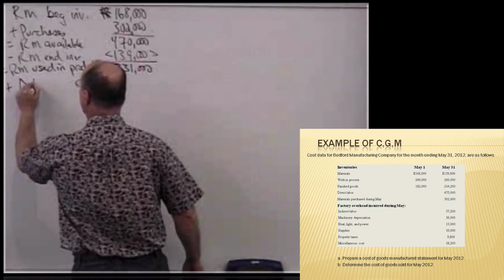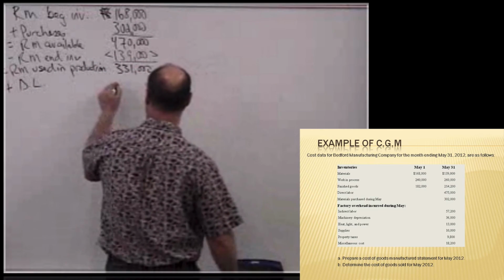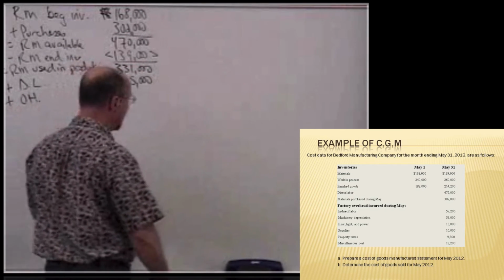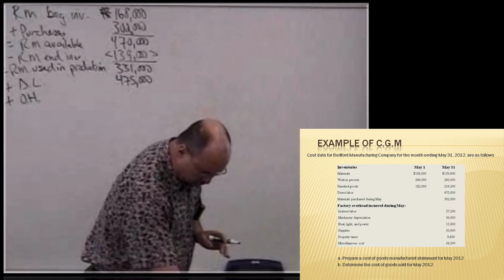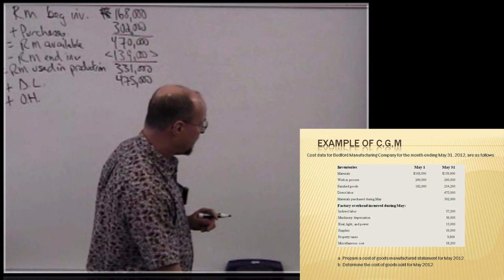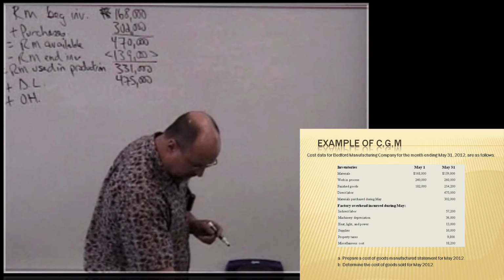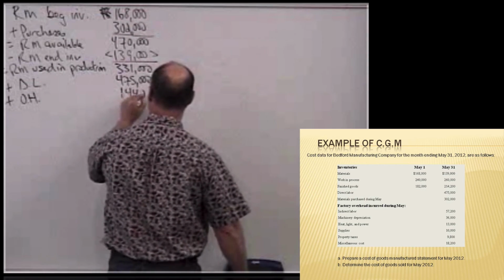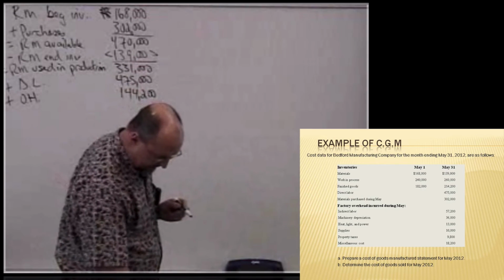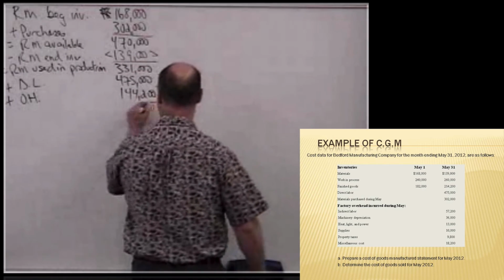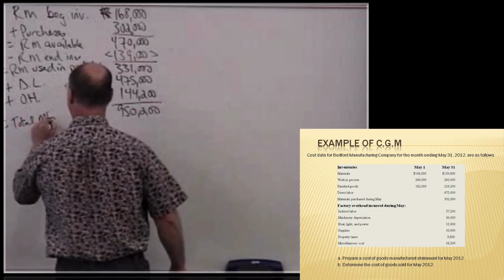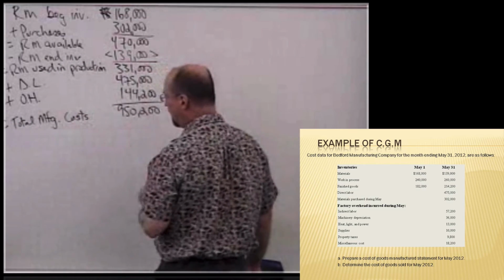Plus direct labor of 475. Okay, and now I'm going to abbreviate here. Overhead, and if we add up all those overhead costs, and let's just identify them: indirect labor, machinery depreciation, heat, light, and power, supplies, property tax, and miscellaneous production-related costs, that comes to 144,200. Now, you should list them out if you're preparing a schedule like this. I can't, I'm going to run out of board space. Okay, and that's going to give us total manufacturing costs of 950,200, equals total manufacturing costs incurred this period.